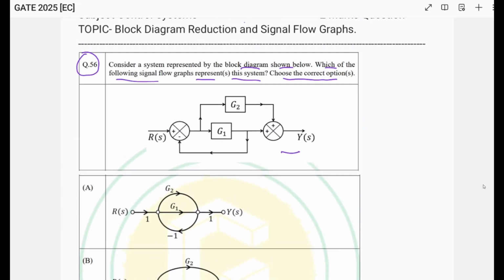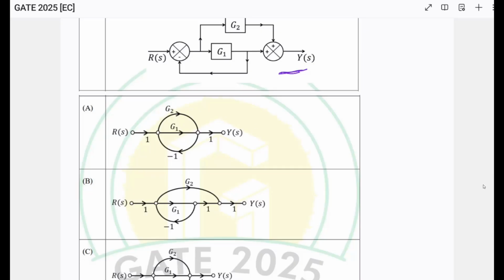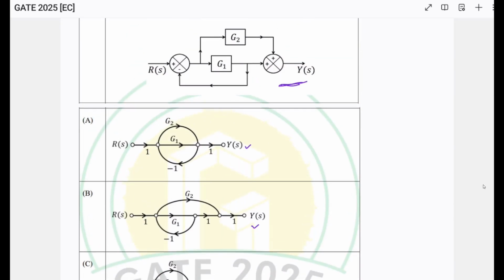Coming to the solution of this question, I can solve this question using Mason gain formula. So I will find the transfer function of this block diagram, and also I will find the transfer function of each signal flow graph. Then I will match the block diagram transfer function with the signal flow graph transfer functions, and then I will find out the correct signal flow graph.